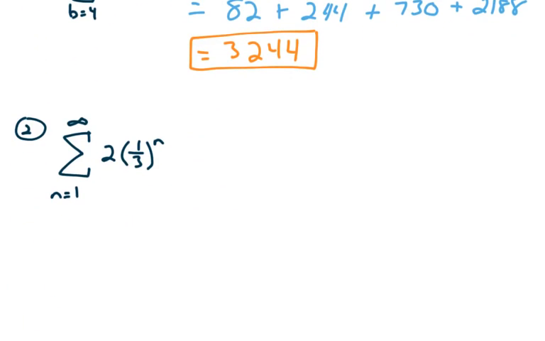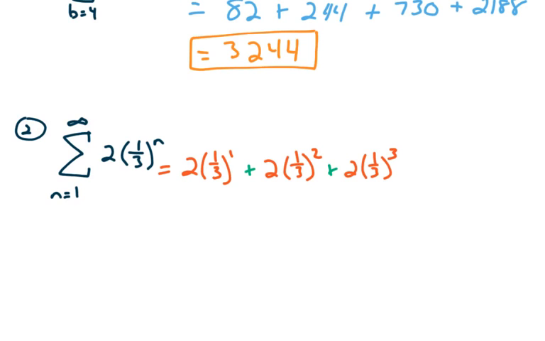Let's try a second one here. From n equals 1 to infinity. So we're adding up all of the terms in our series here. So what does this look like? Well, if we write this out, this is going to be 2 times 1 over 3 to the first power plus 2 times 1/3 to the second power plus 2 times 1/3 to the third power plus, and this goes on forever.